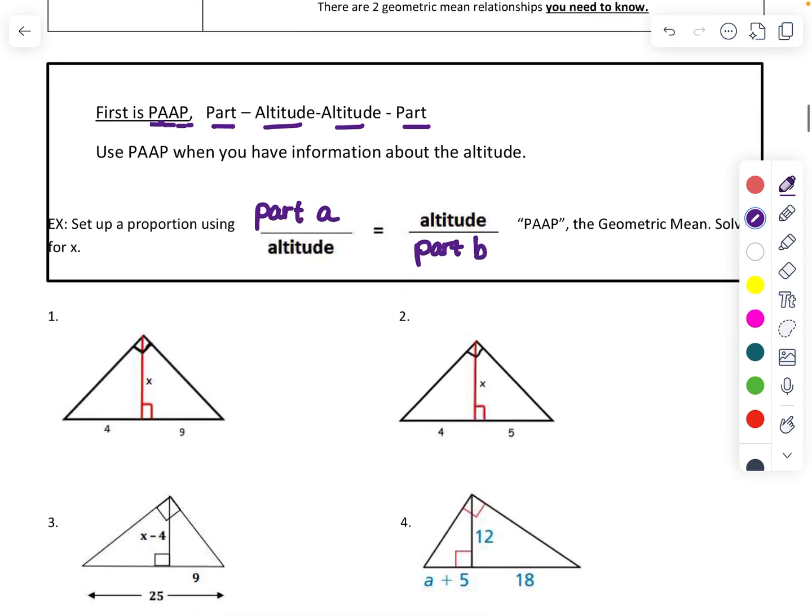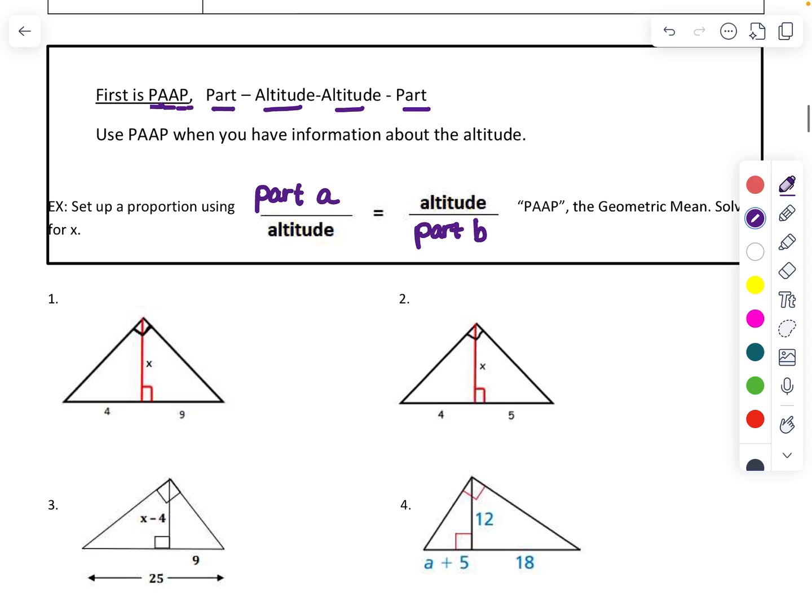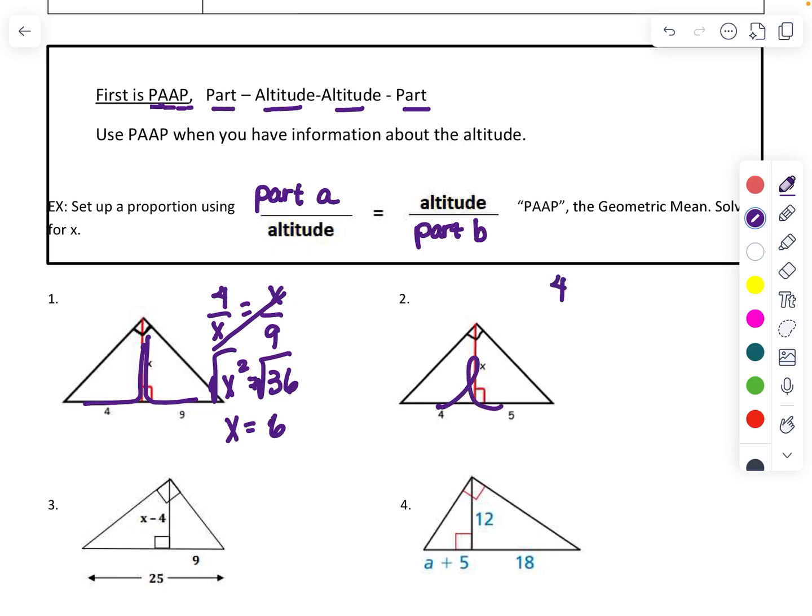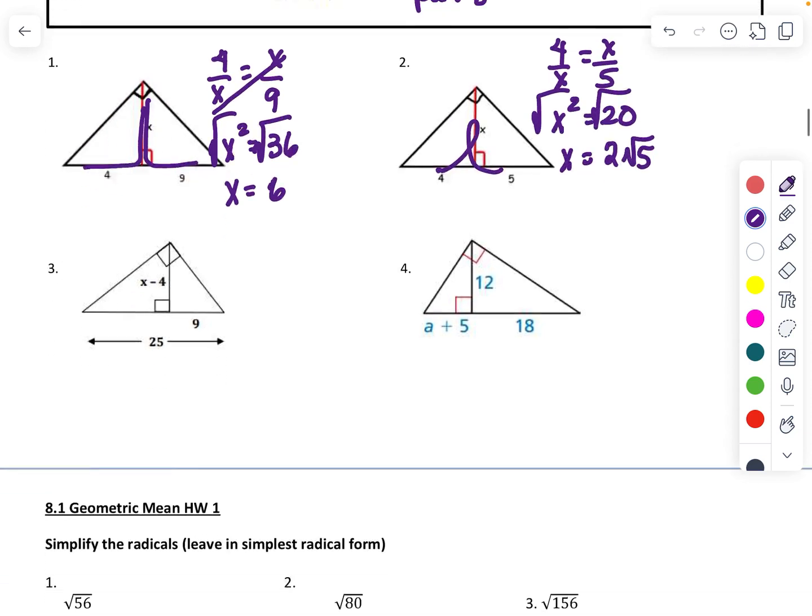And if you notice, it kind of makes a little loop. Let me set this up for you. In this case, we're going to do 4 goes to x as x goes to 9. All right, here we'll have x squared equals 36. So square root both sides, x equals plus or minus 6, but the geometric mean needs to be positive. And since it's an altitude, it's going to be positive. All right, if you look here, we have 4 over x equals x over 5. X squared equals 20. So x equals 2 square roots of 5.